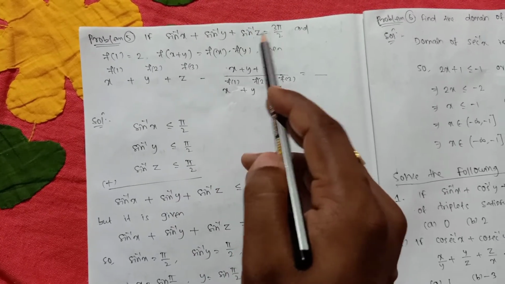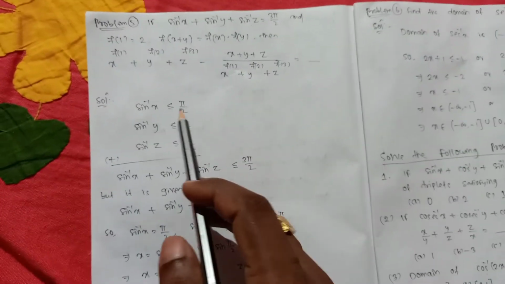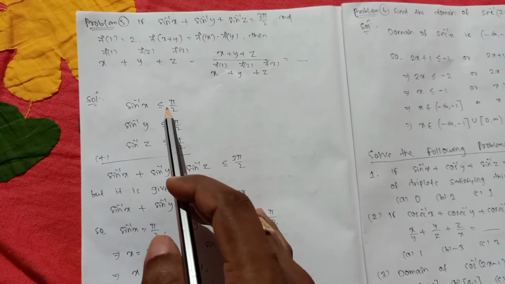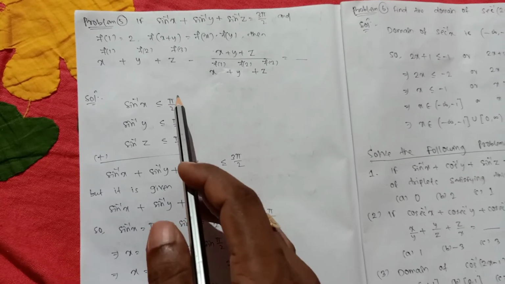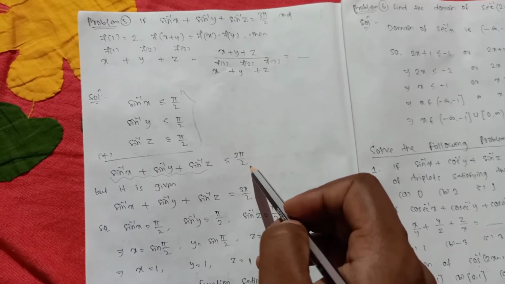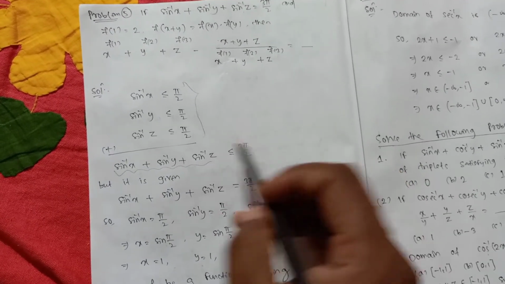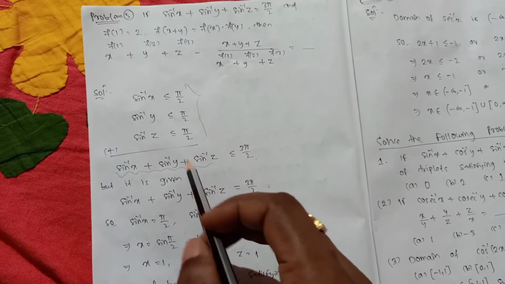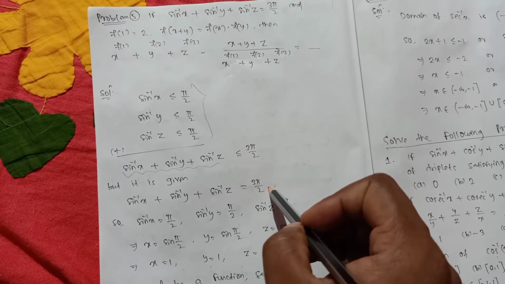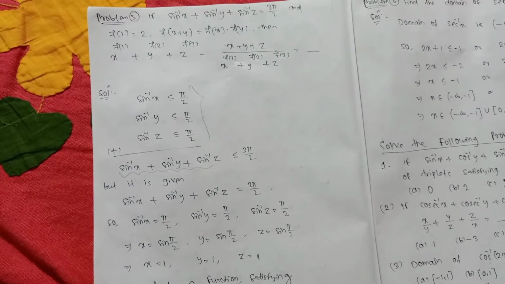We have these three terms, and their sum is 3 pi by 2, but individually each one is less than or equal to pi by 2. Sin inverse x, sin inverse y, and sin inverse z each have maximum value pi by 2. If you take the sum, the maximum is 3 pi by 2. But given that the sum is 3 pi by 2, each one is less than or equal to pi by 2, so what we get is that each has to be equal to pi by 2.